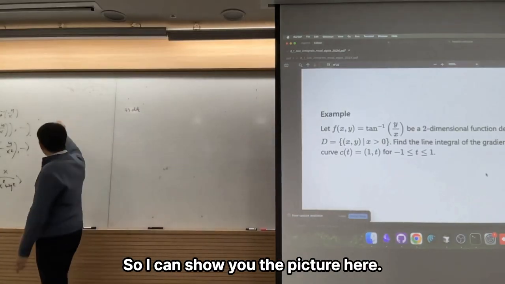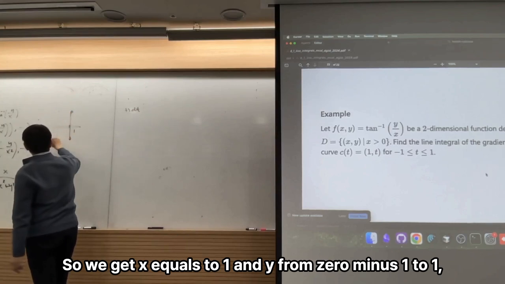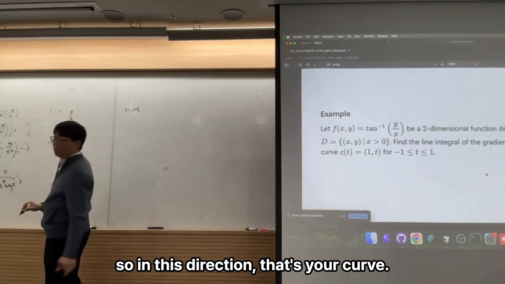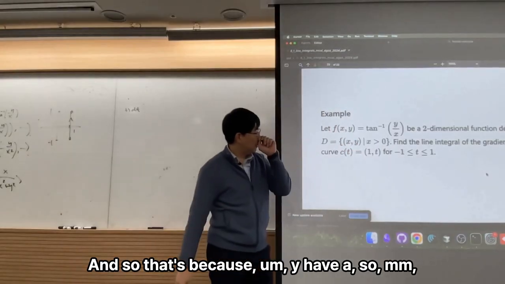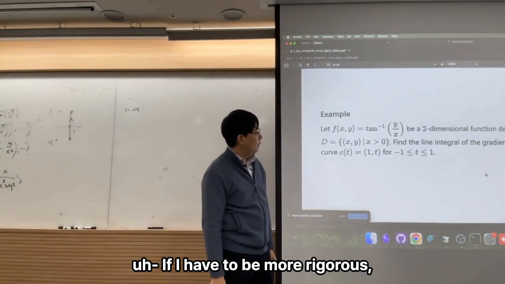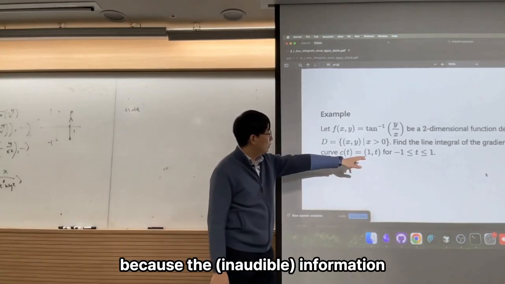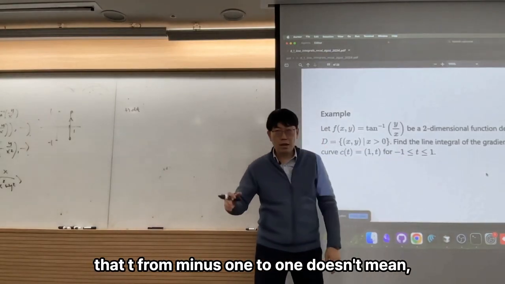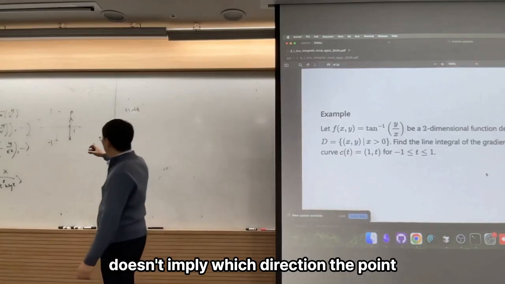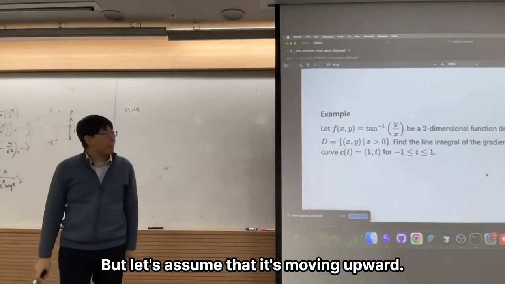So I can show you the picture here. You have x equals 1 and y from 0 to minus 1 to 1. In this direction, that's your curve. If I have to be more rigorous, then I should say more about this curve, because the information that t is from minus 1 to 1 doesn't imply which direction the point is moving along this line, but let's assume that it's moving upward.